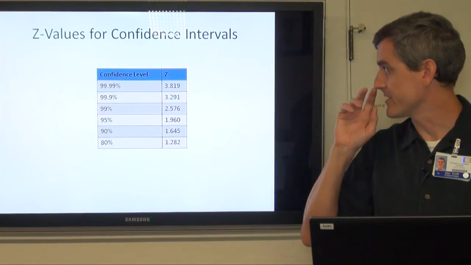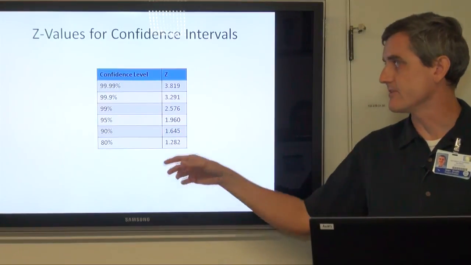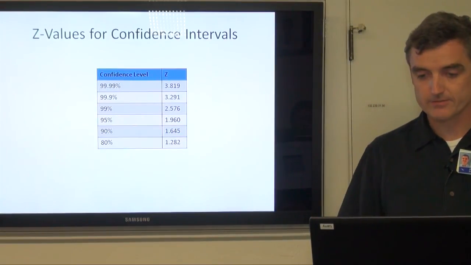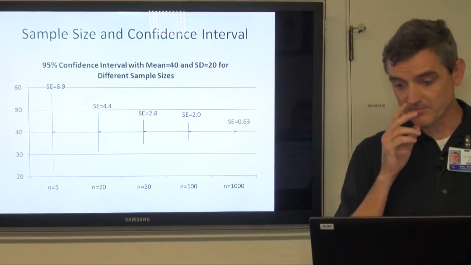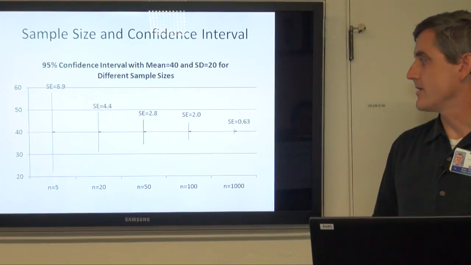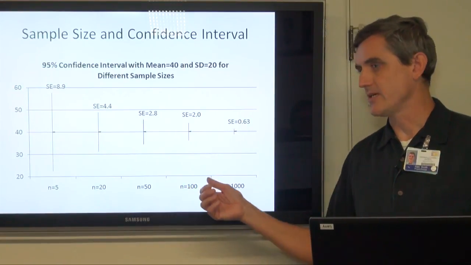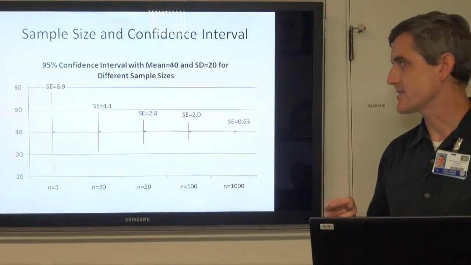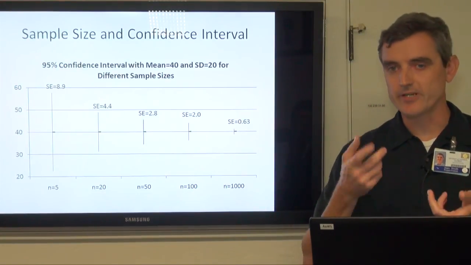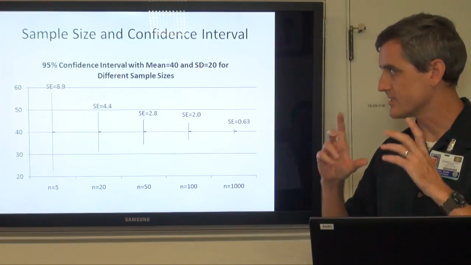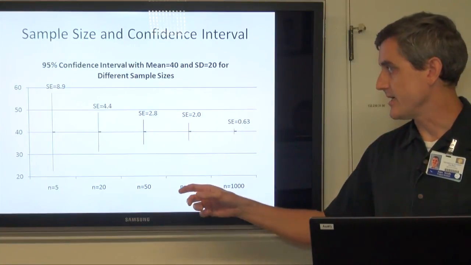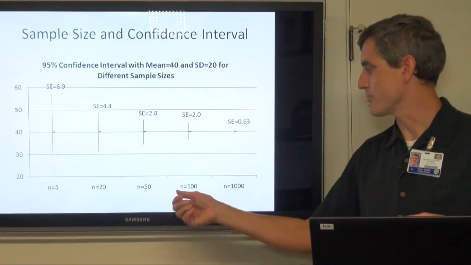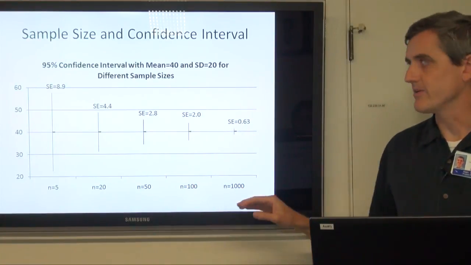And these are just the different critical values of z for different levels of confidence. You get the reverse as your sample size goes up. Remember that standard error is the standard deviation divided by the square root of the sample size. So that's going to make the confidence interval get much more precise as you have a larger sample size.